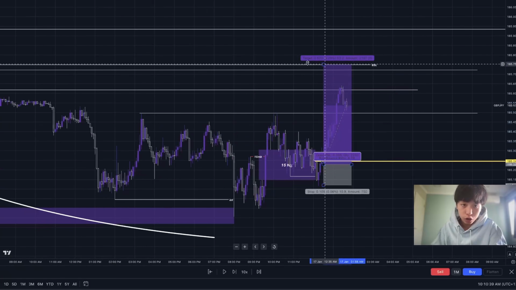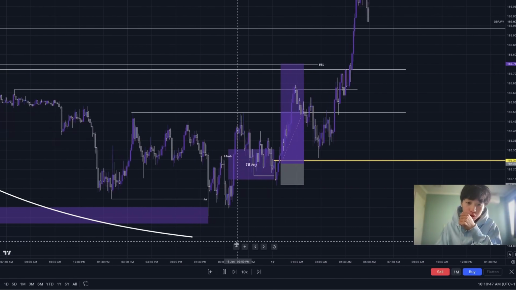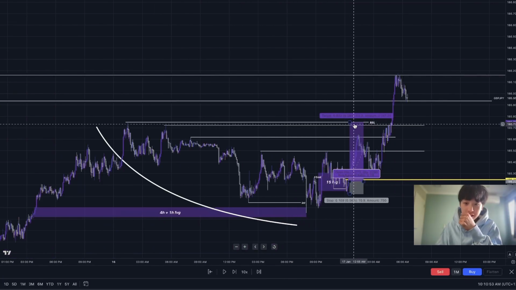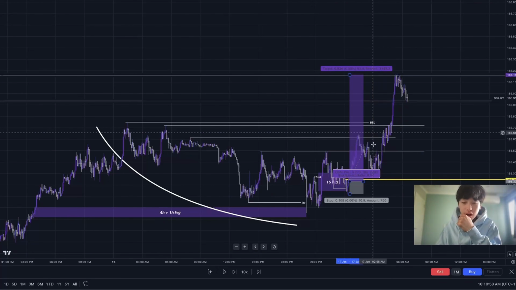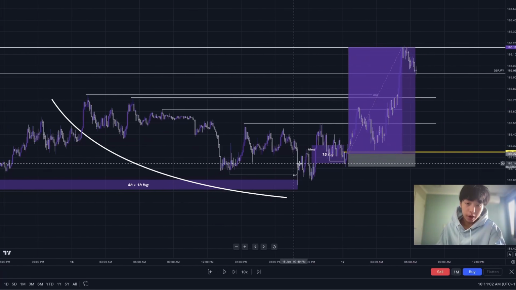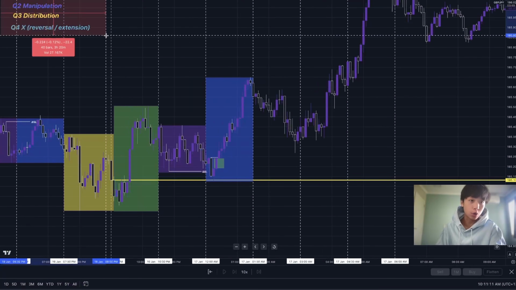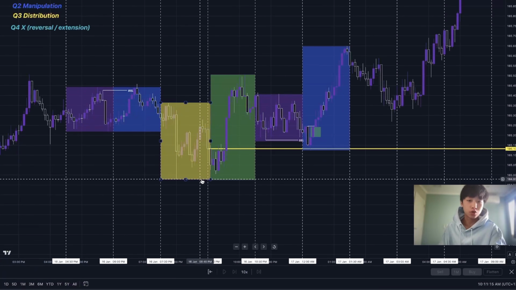You target this internal buy side from the first market maker model, but then you go up and then you smash your overall buy side target, giving you a nice 8 risk to reward, 93 pips on GBP/JPY, using a market maker buy model mixed with super clean quarterly theory, accumulation, manipulation, distribution, reversal.